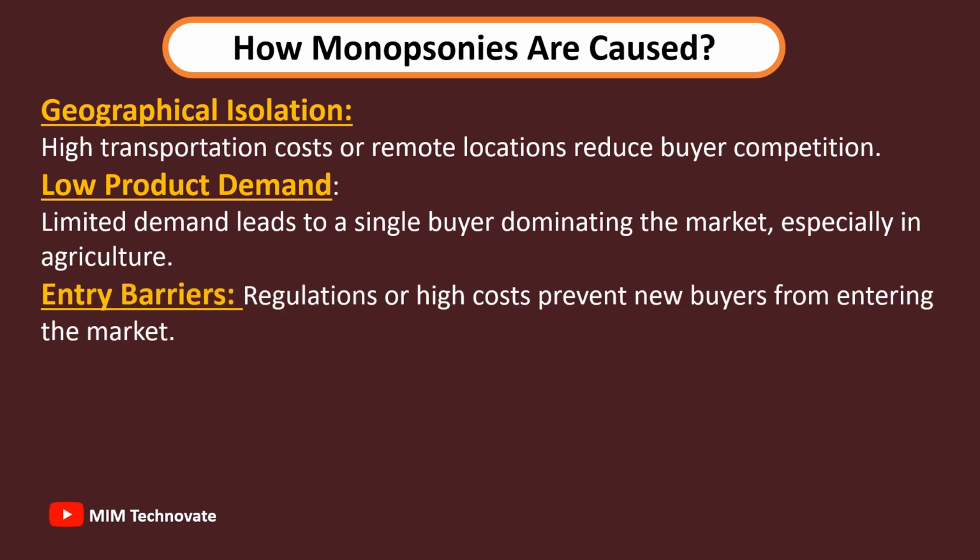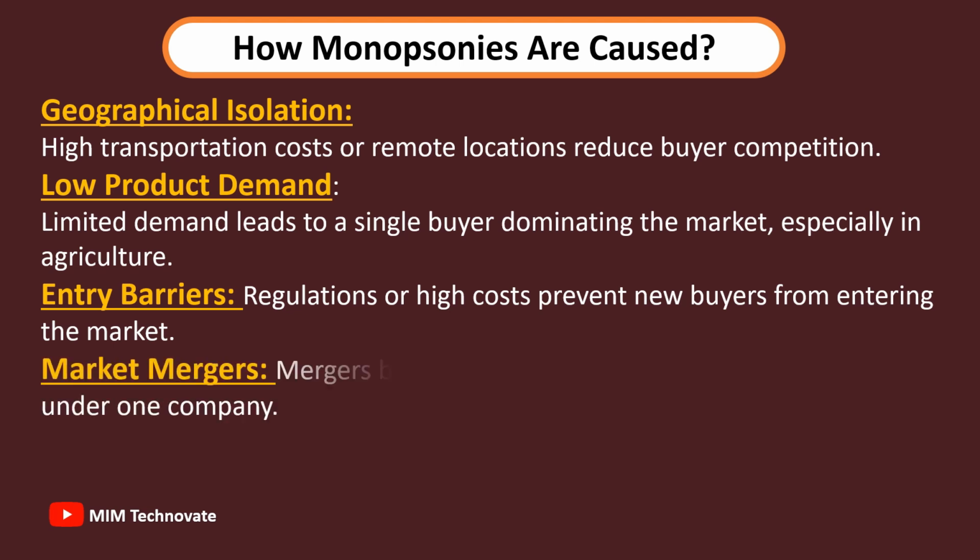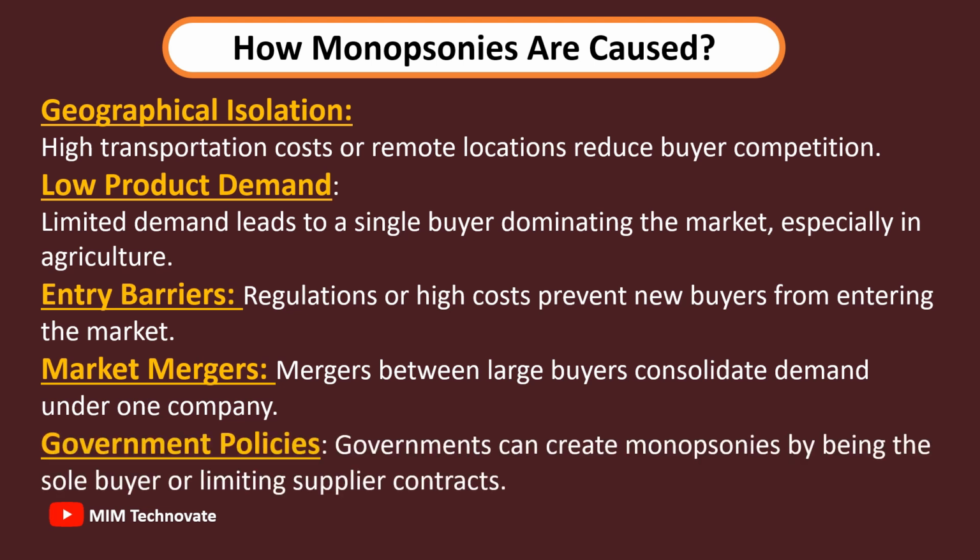Entry barriers. Regulations or high costs prevent new buyers from entering the market. Market mergers. Mergers between large buyers consolidate demand under one company. Government policies. Governments can create monopsonies by being the sole buyer or limiting supplier contracts.